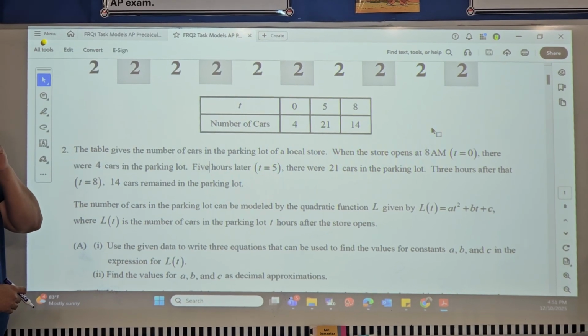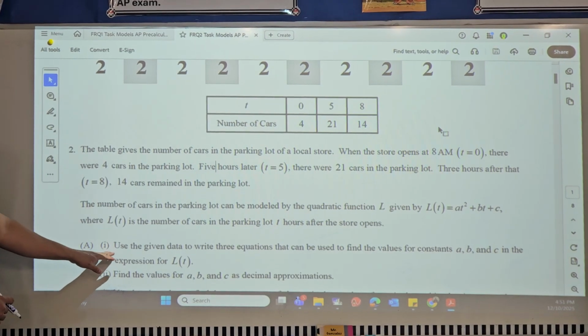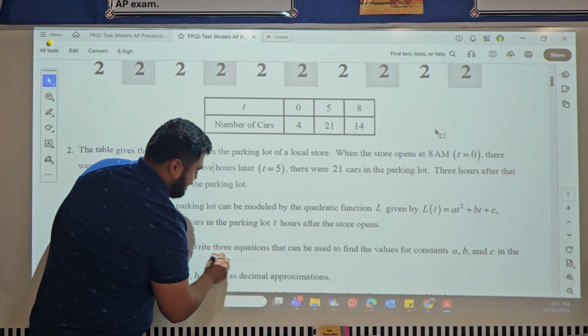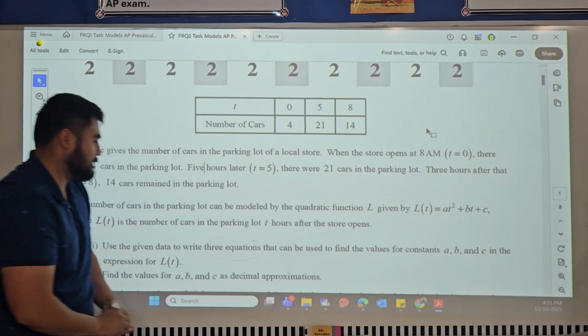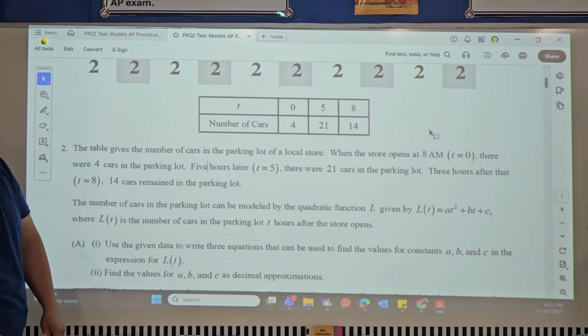So, if I look at part A, which is down here, it says use the given data to write 3 equations. So, again, 3 equations, right? Damn it, this marker is a no-go. 3 equations that can be used to find the values of constants A, B, and C.